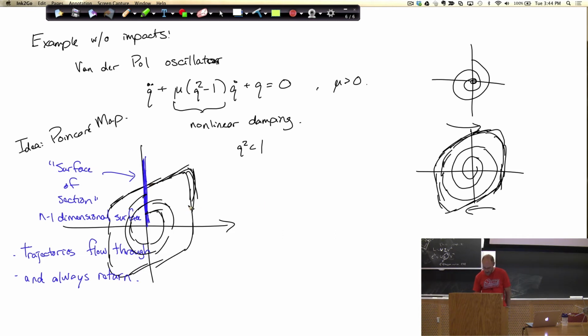And what you get is a new discrete dynamical system. You have my original x dot equals f of x, but on the surface of section, I get a new system which tells me where I land on this n minus 1 dimensional Poincare section as some function of where I was on the previous crossing. So it's a discrete time system which maps from the nth crossing to the n plus 1th crossing.